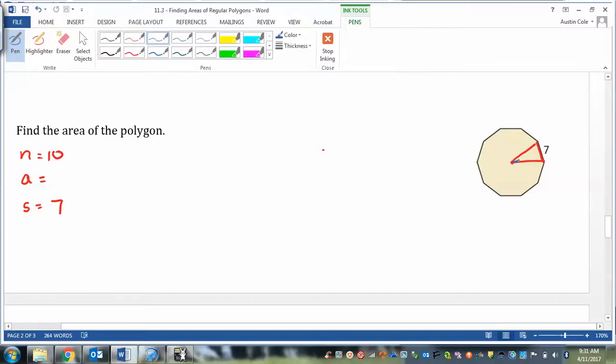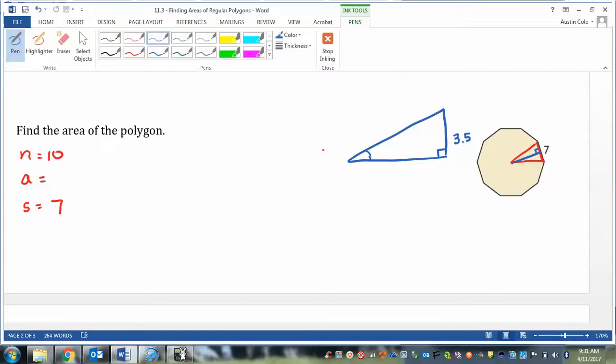I'm going to cut this thing in half because I need it to be a right triangle. All right? So if I draw this out here, this side is this 7? It's half of it, isn't it? It's 3.5, because the whole side is 7, so half of it is 3.5. Well, I need to find that angle. To find the central angle, take 360 divided by the number of sides, which is 10. And so that means this angle right there is 36. This angle needs to be half of that, which is 18.